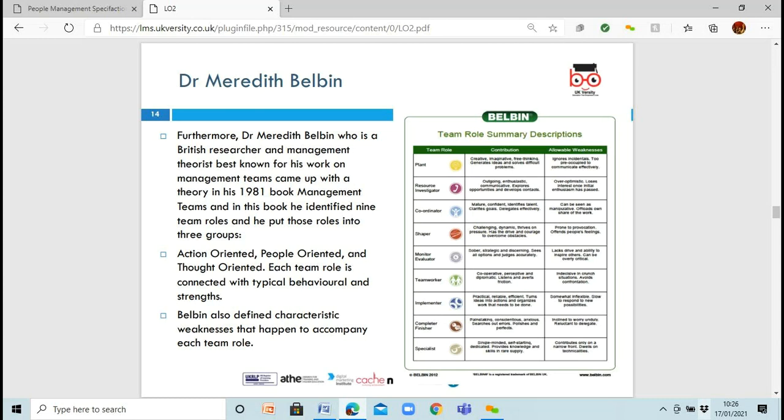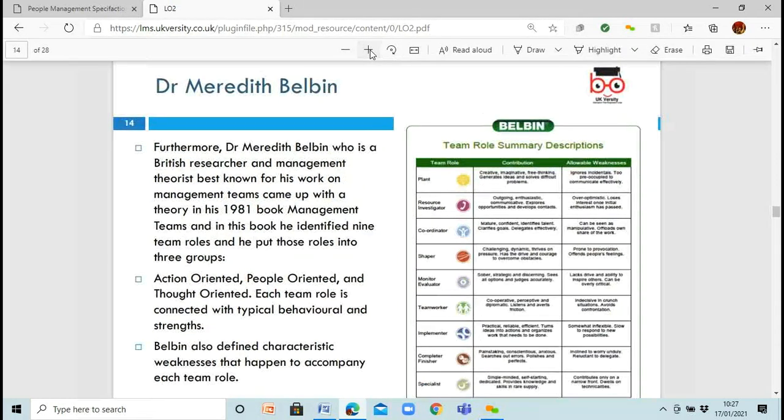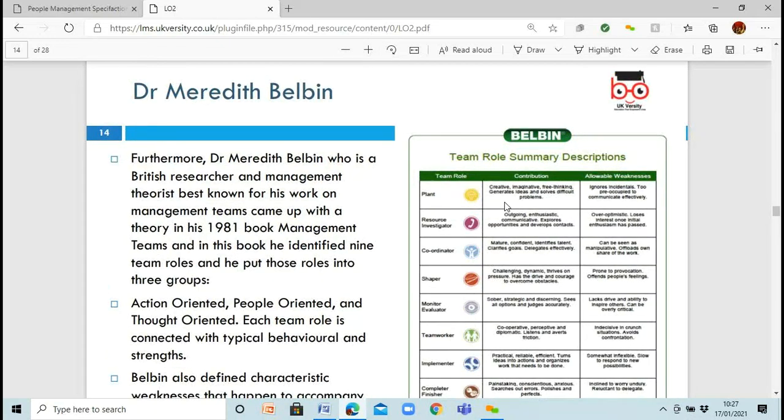So there's action-oriented, people-oriented, and thought-oriented. Within each of these 3 headings are 3 different roles. On here, we've got 9 titles, different roles: plant, resource investigator, coordinator, shaper, monitor evaluator, team worker, implementer, completer finisher, and specialist. It goes through what sort of contributions they can make. If I zoom into here.